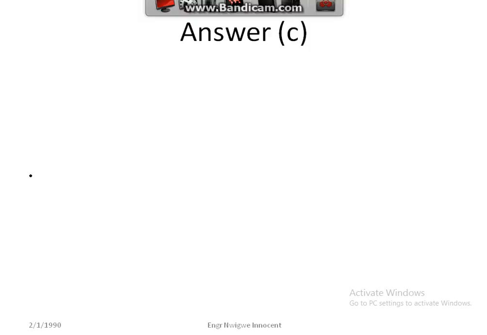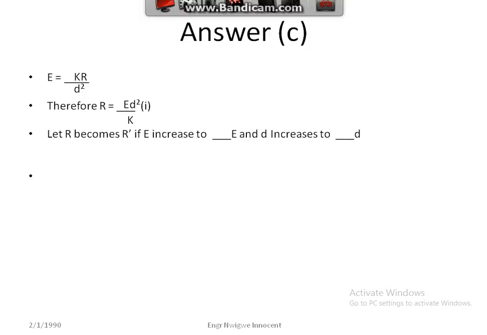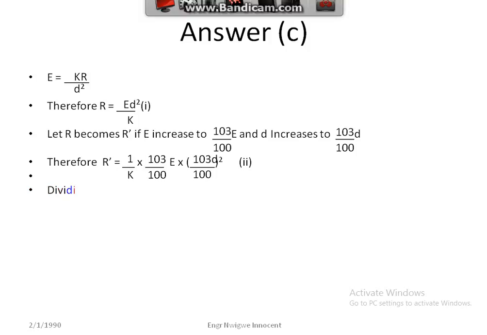For answer C, we are looking for the percentage increase in the value of R, when each of E and D increases by 3%. Since from the equation we know that E equals to KR over D squared, therefore R is equals to D squared over K. This will be our equation 1. Let R become R prime if E increases to 103 over 100 E and D increases to 103 over 100 D. Therefore, we have our R prime to be equal to 1 over K times 103 over 100 E times 103 over 100 D squared. This will be our equation 2.